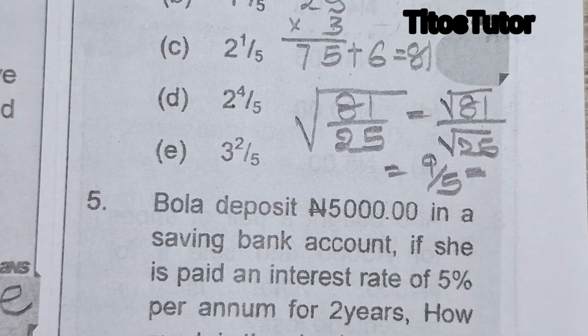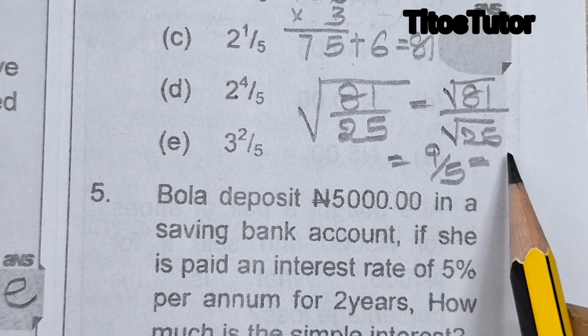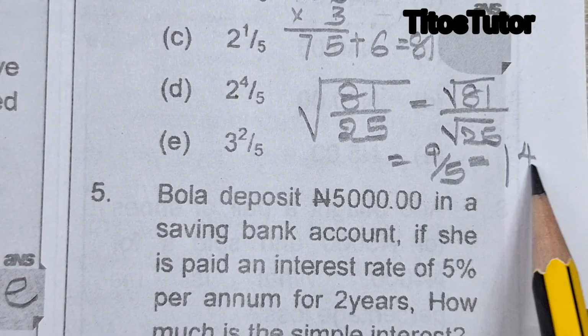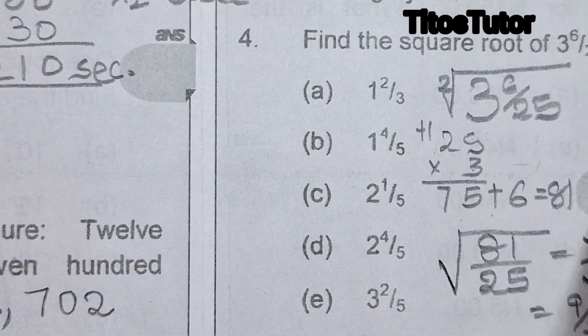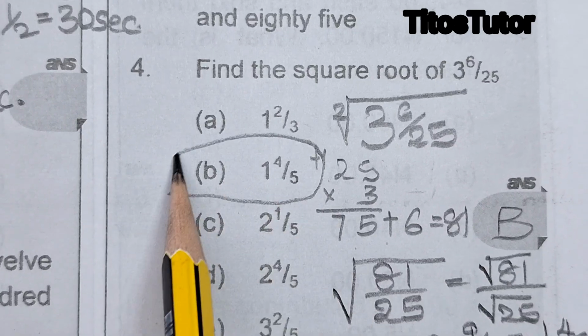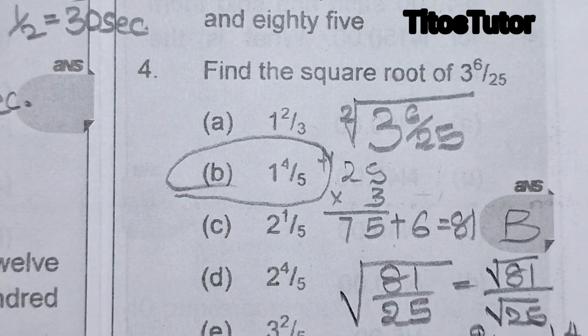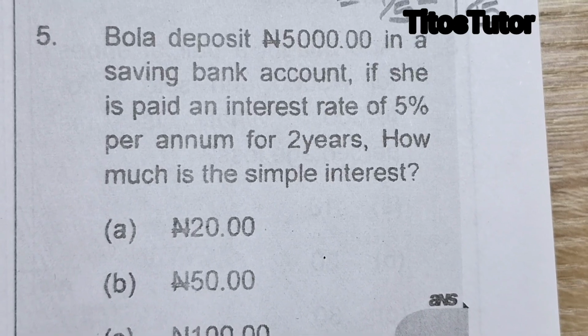9 over 5 is an improper fraction, so you convert it to a mixed number. How many 5s do I get in 9? Just 1. Remainder 4 all over 5. Final answer, B. One whole number, 4 over 5. And I'm done. Here's my fifth question.